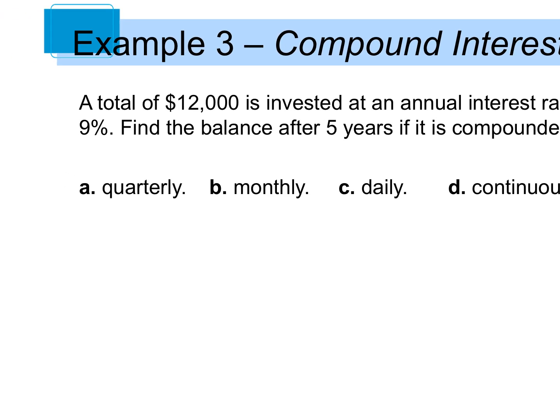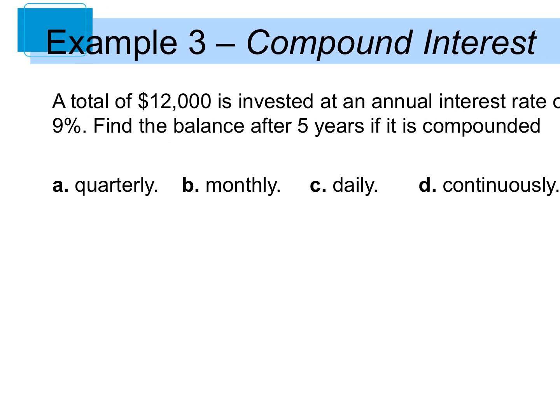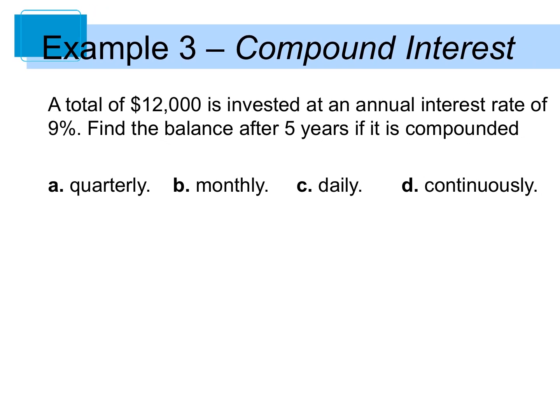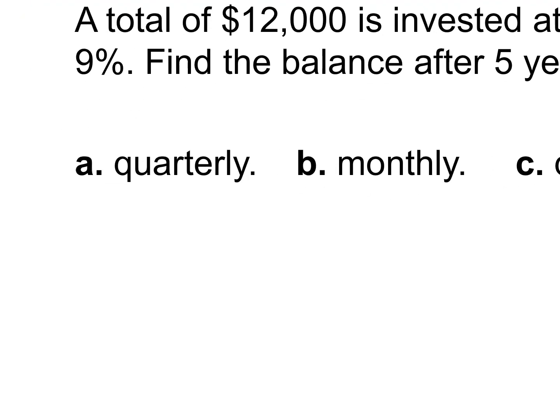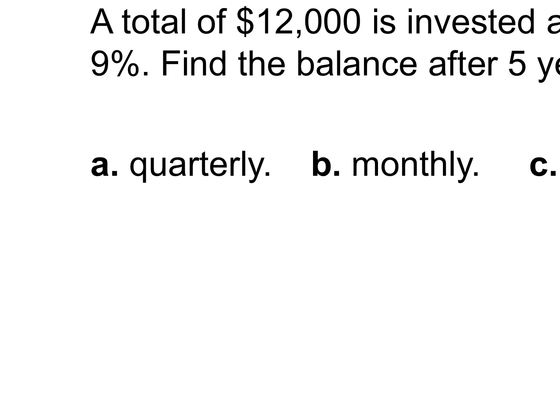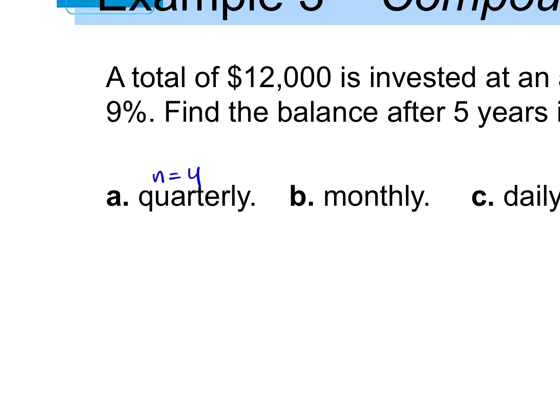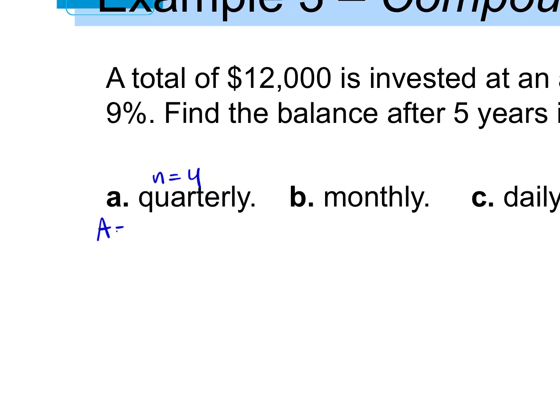Let's look at example 3. So example 3A, it says a total of $12,000 is invested at an annual interest rate of 9%. Find the balance after 5 years if it's compounded quarterly. So we'll do quarterly first. What is N if it's compounded quarterly? N would be 4. Awesome. So the formula we're going to use is A is equal to P times 1 plus R over N to the power of N times T.